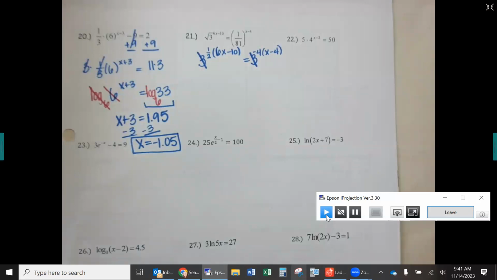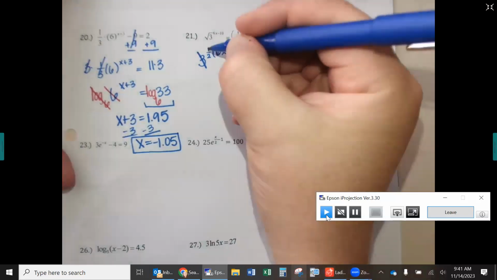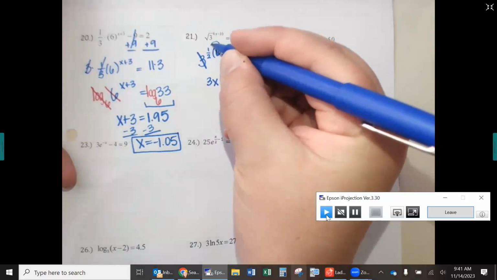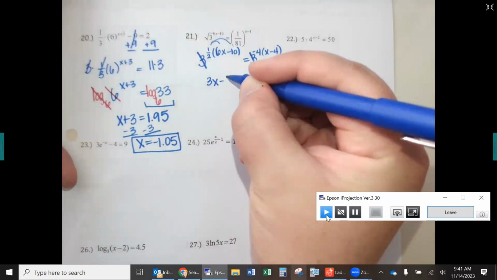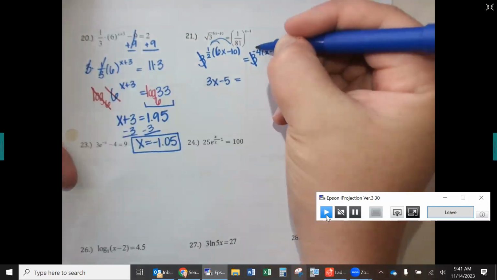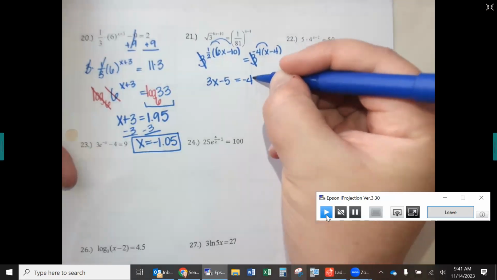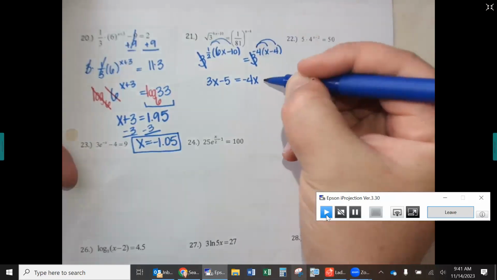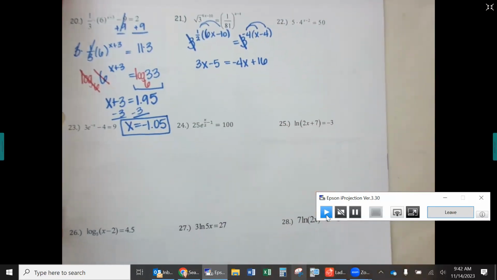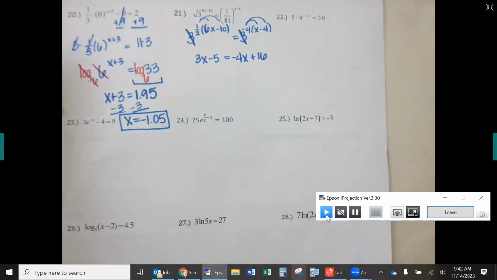So let's go ahead and pull those numbers in from the outside. What is half of 6x? 3. Okay, 3x. What about half of negative 10? Negative 5. On the other side, negative 4 times x is negative 4x. Negative 4 times negative 4 is plus 16. Okay, from there, we have x's on both sides. We should know how to solve this, but in case we've forgotten, you got to pick one of your x's to move across to be with the other x's.